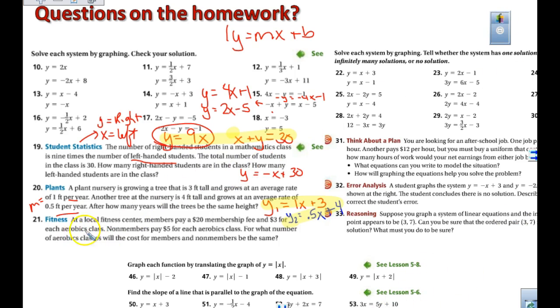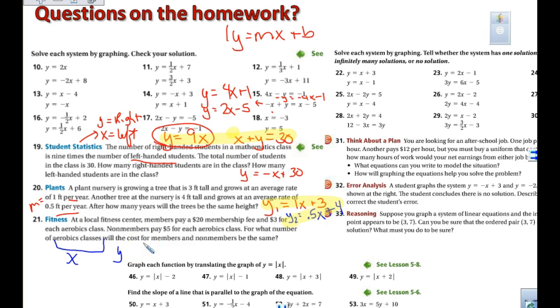Okay? The last one, number 21 here, is we are looking at that one. If I look at my situation, members pay a $20 fee plus $3 for aerobic classes. Non-members only pay $5 for each class. What is the total number of aerobic classes? So my aerobic classes, that might be my variable X. What would Y be? What is Y standing for in this problem? Anyone have any idea what we're looking at? What do you have?